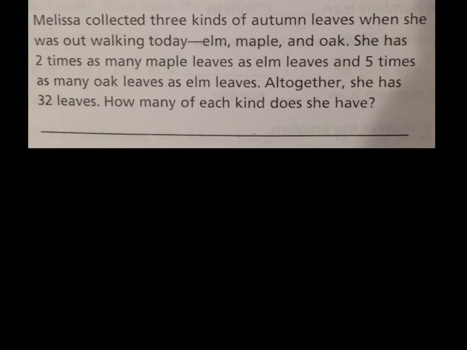Number 3 says, Melissa collected 3 kinds of autumn leaves when she was out walking today: elm, maple, and oak. She has 2 times as many maple leaves as elm leaves, and 5 times as many oak leaves as elm leaves. Altogether, she has 32 leaves. How many of each kind does she have?